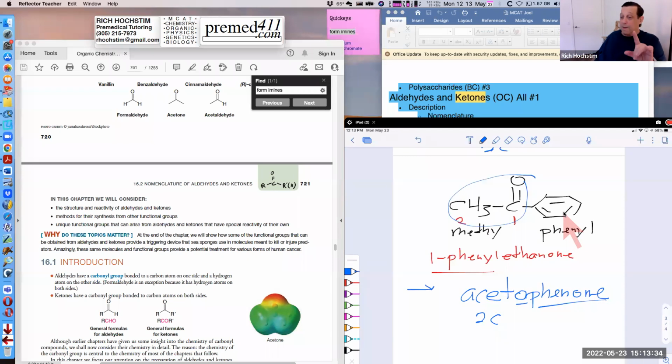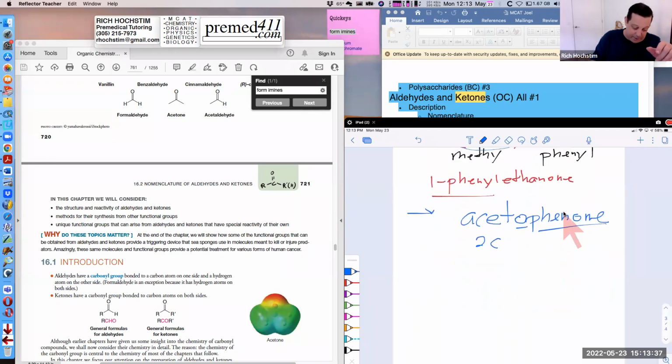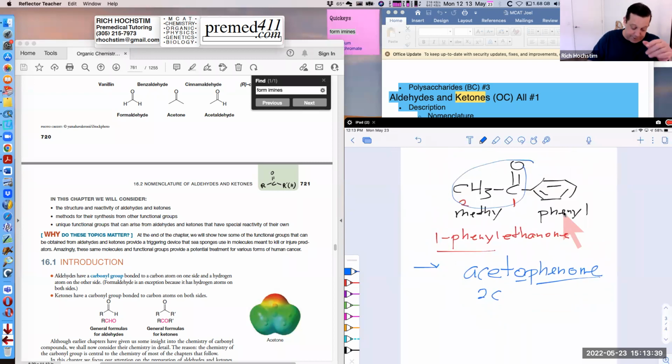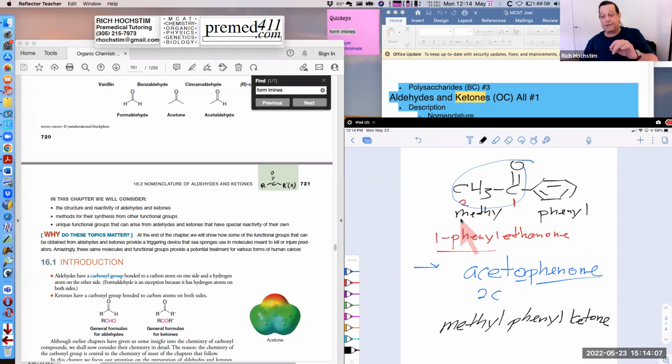But then there's one other system that I really like because it's so easy. What you do is you alphabetize these 2 groups on the carbonyl. So this group right over here is P, this is M. M comes first. And then you call this methyl phenyl ketone. So this is another system where you just take the R groups and you name them alphabetically, and then you put the word ketone there.